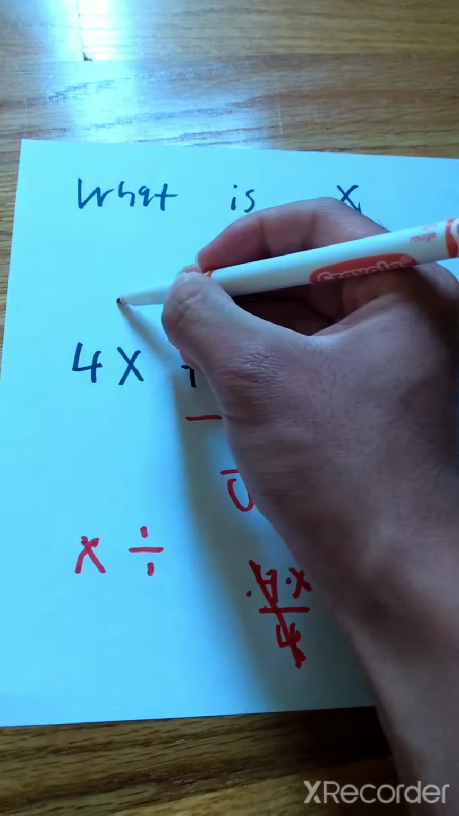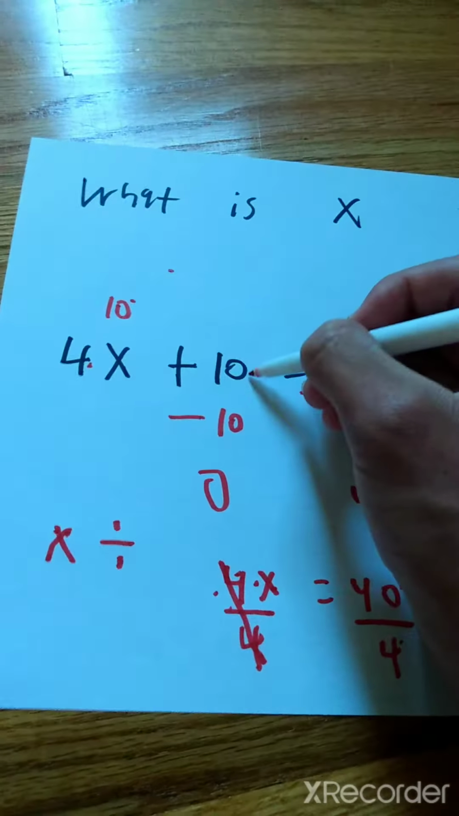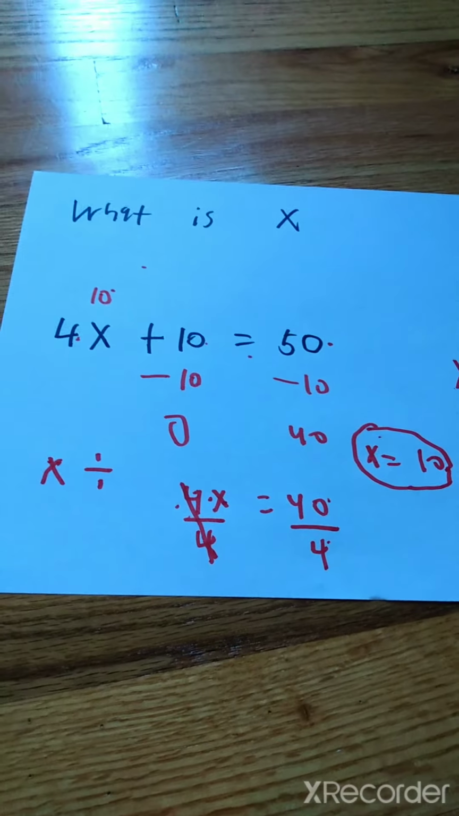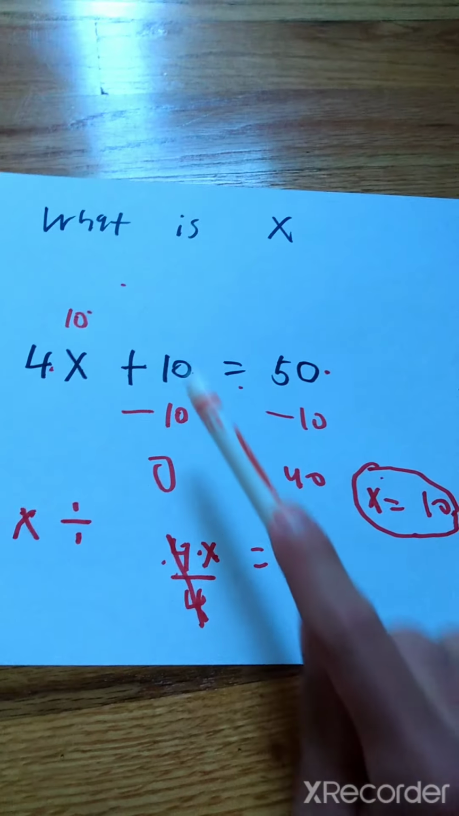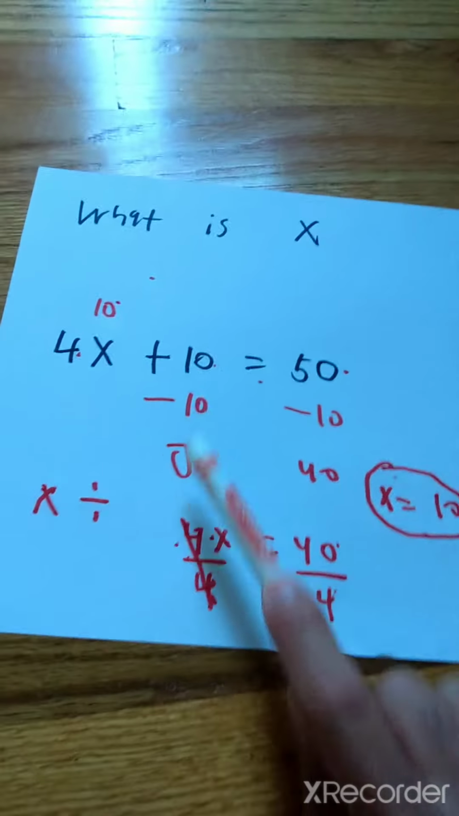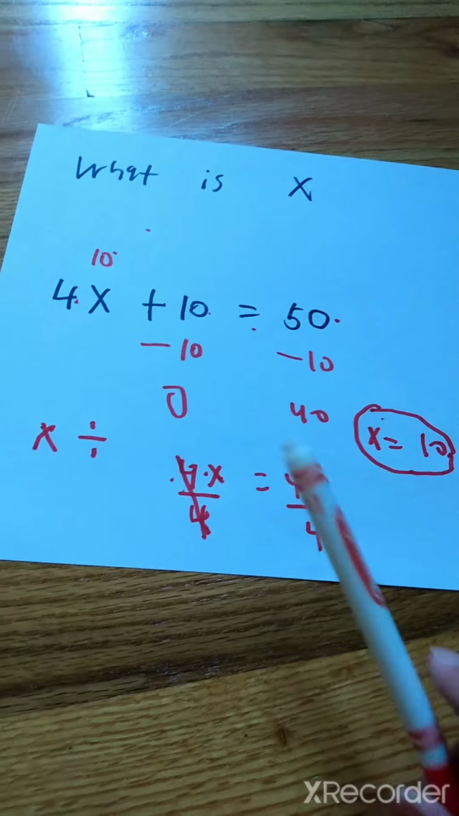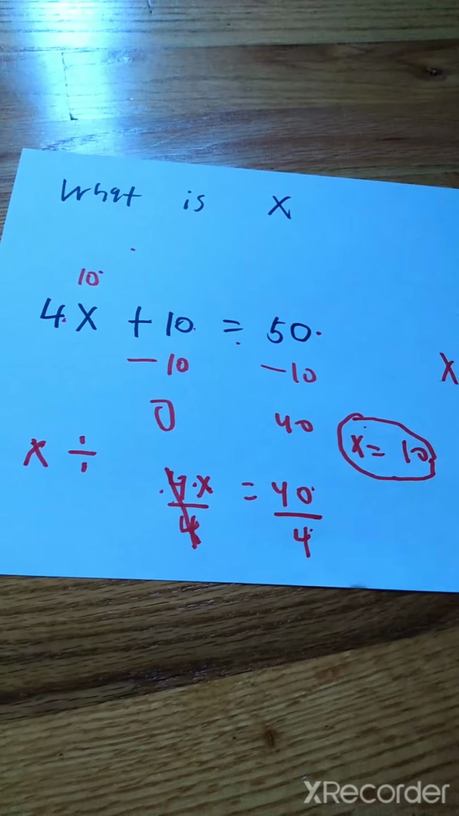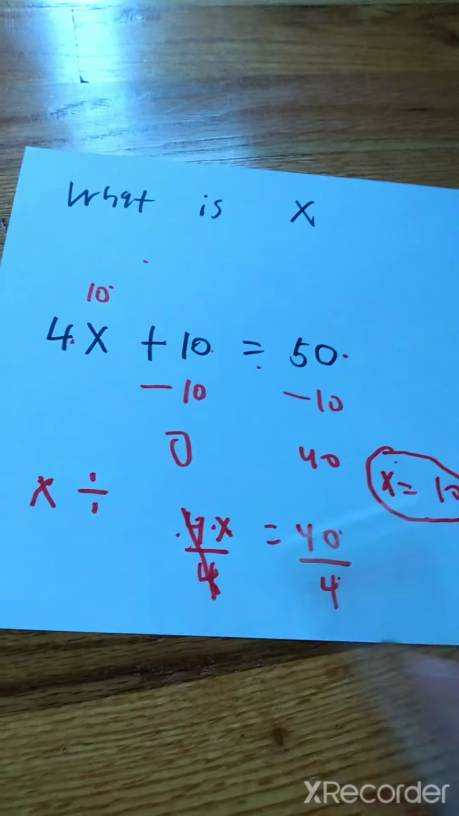X is 10. So let's try and insert it. 4 multiplied by 10 is 40 plus 10 equals 50. So yeah, we found that out. So what we did is we went backwards, and every time it's a positive, you have to subtract that by 10. Or if it's multiplication, you have to divide by that number, because we're working backwards. We're trying to get the x alone by redoing, or actually undoing, the problem.